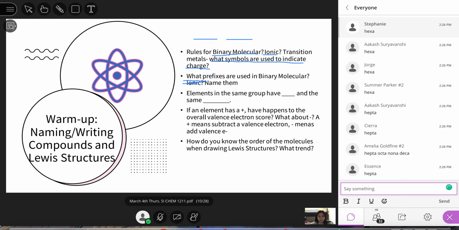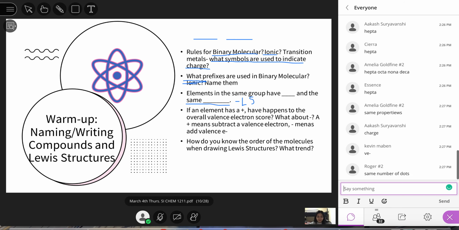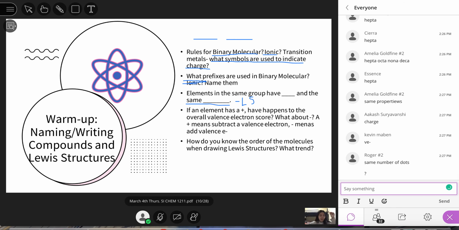Okay, elements in the same group have what? What do they all have the same of? Well, this goes with Lewis dot structures. Valence electrons, which means what about their Lewis structures? Valence electrons with Lewis dot structures. Yes, the same number of dots. When you calculate valence electrons and do the Lewis structure, you should have exactly the same amount. And that's either by adding extra lone pairs or double bonding, things like that, but it should have the same amount.